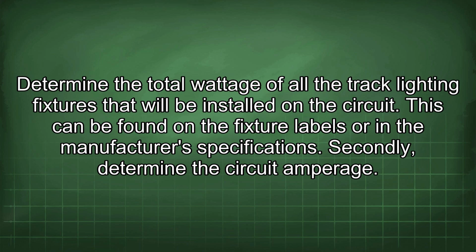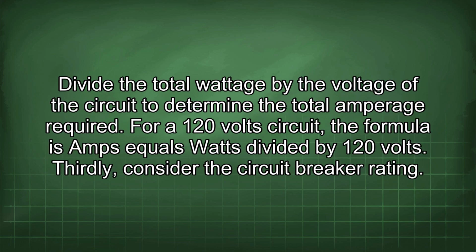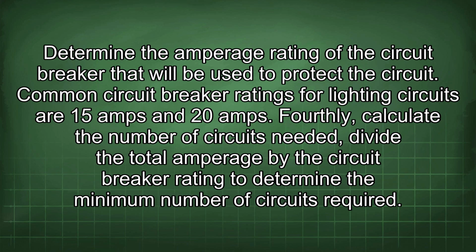Secondly, determine the circuit amperage. Divide the total wattage by the voltage of the circuit to determine the total amperage required. For a 120 volt circuit, the formula is amps equals watts divided by 120 volts. Thirdly, consider the circuit breaker rating. Determine the amperage rating of the circuit breaker that will be used to protect the circuit. Common circuit breaker ratings for lighting circuits are 15 amps and 20 amps. Fourthly, calculate the number of circuits needed.